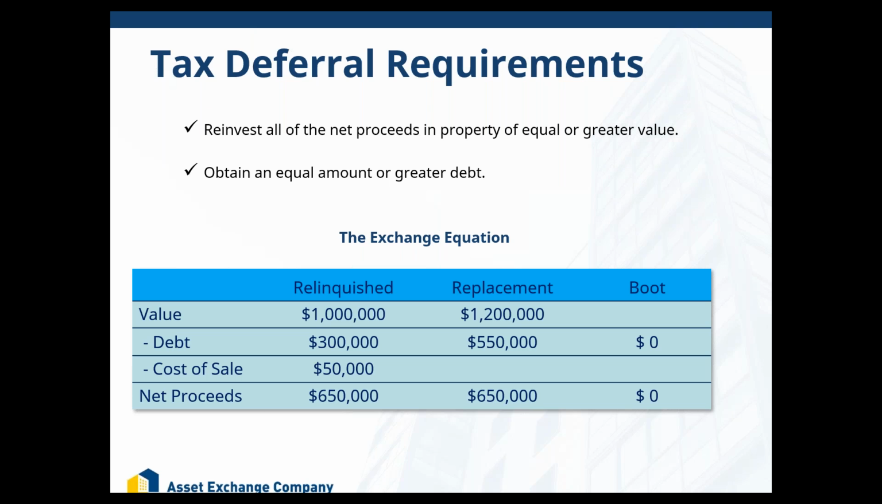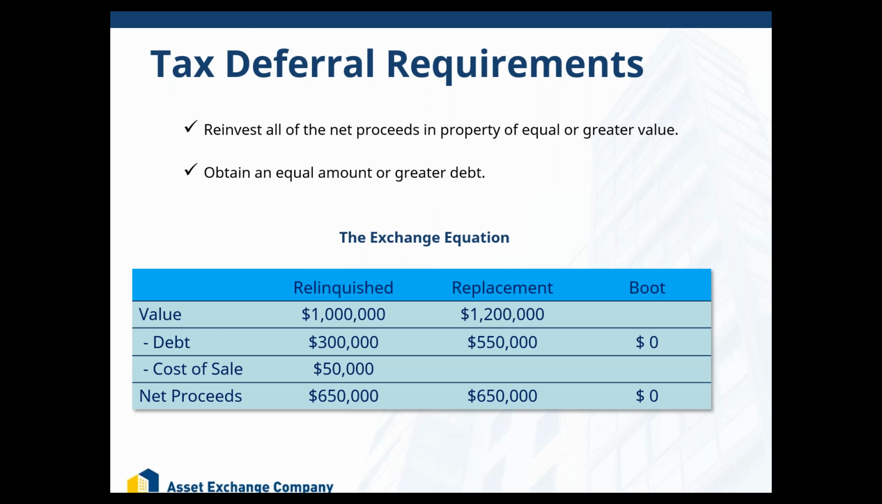Because they're using all of the proceeds from the sale, and in this example, they're actually buying a property of greater value, because the property they sold was $1 million, right? They sold it for $1 million. The new property that they're purchasing is $1.2 million. So they just met rule number one. Now, they still need another $550,000 to help them buy that property for $1.2 million.